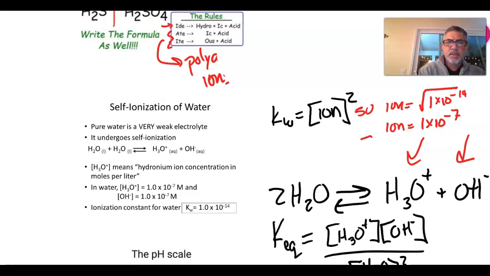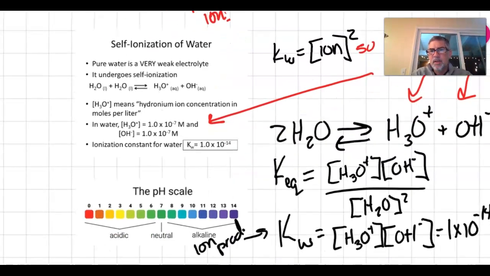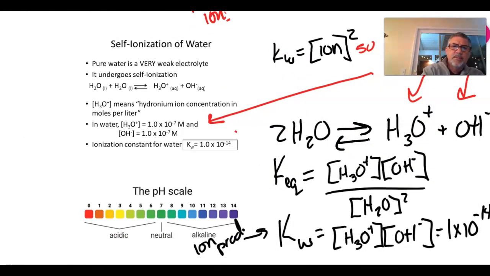So that's what we see right there. In pure water, it's always forming ions, and the amount of hydronium it forms is 1 times 10 to the negative 7. The amount of hydroxide it forms is 1 times 10 to the negative 7. So the ion product, or the Kw, is always 1 times 10 to the negative 14. Okay, so that's a constant. If you just remember this number right here, then you'll always be fine.